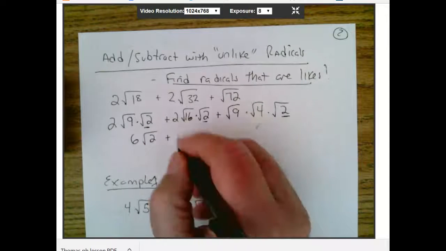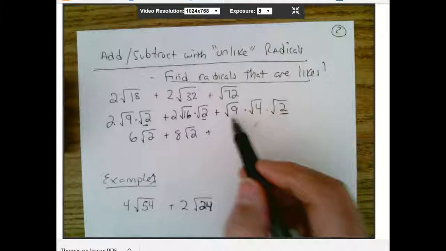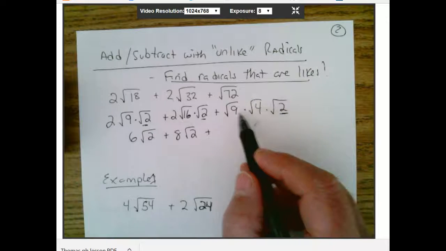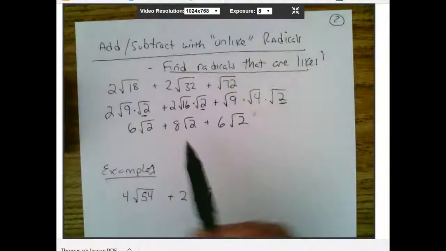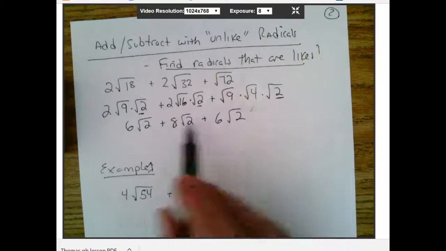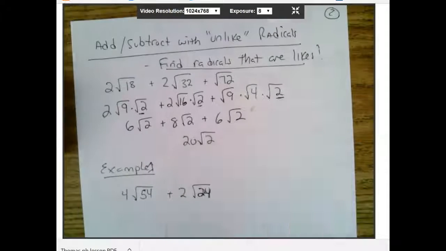So 4 times 2 is 8. Square root of 2 plus the square root of 9 is 3. And then this is square root of 4 is 2. So 3 times 2 is 6 times the square root of 2. And then we can just add them together. 6 plus 8 is 14. 14 plus 6 is 20. Square root of 2. It's an example of that.